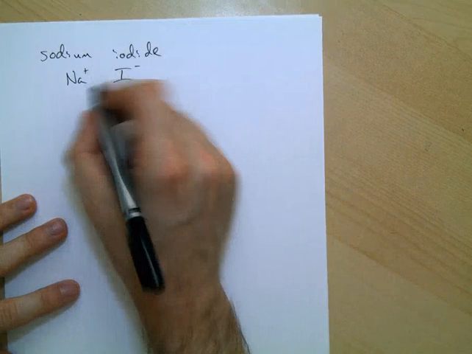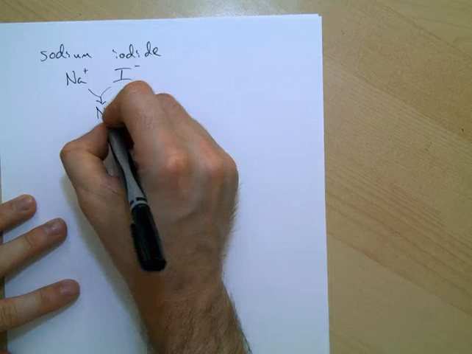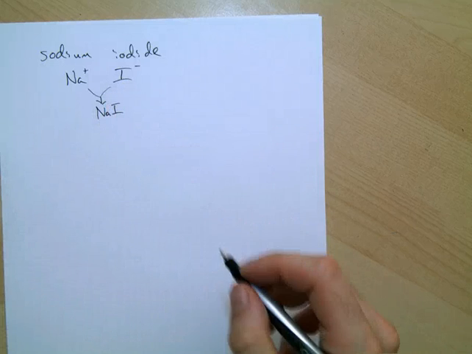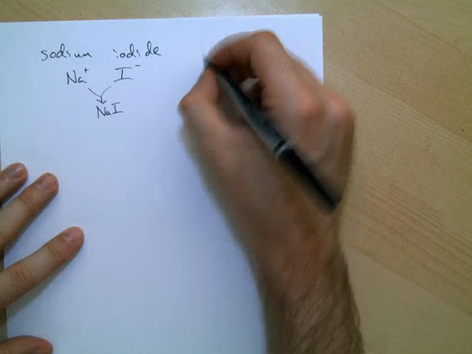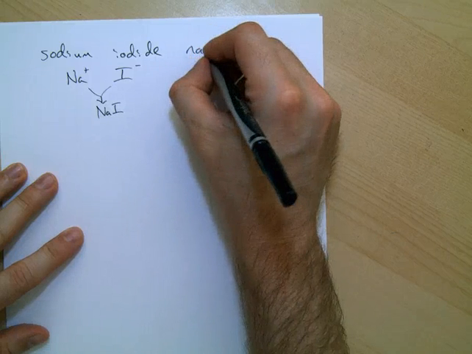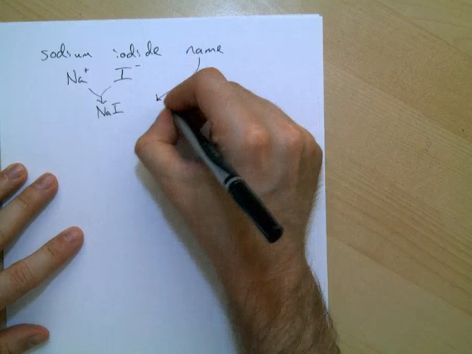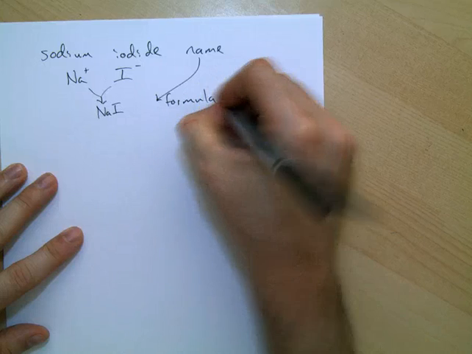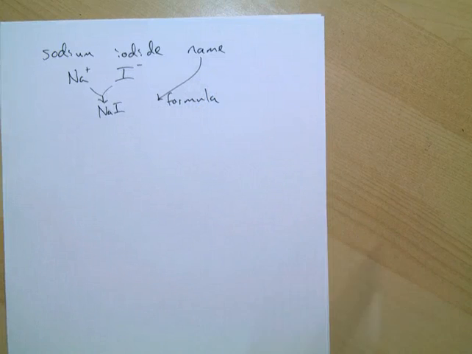The charges balance each other out, so our formula is, of course, NaI. That's it. So this is an example of going from the name to the formula. Now let's do an example and practice for a while going from the formula to the name.